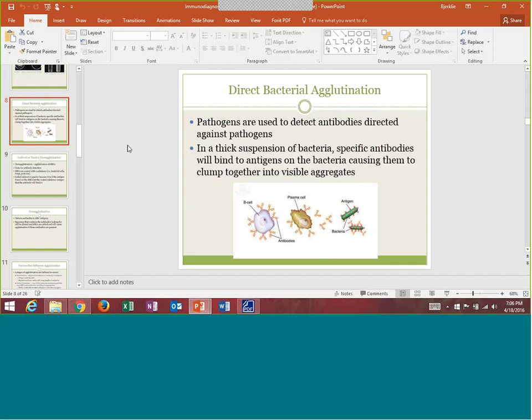There's direct bacterial agglutination, in which they are using bacteria to detect antibodies that are directed against those pathogens. So if we think somebody has a certain infection by a bacteria, we can take a suspension of known bacteria and look to see if that person has produced antibodies against them. If they did, that's a sign that they probably had that infection.